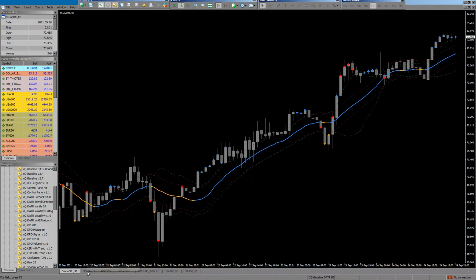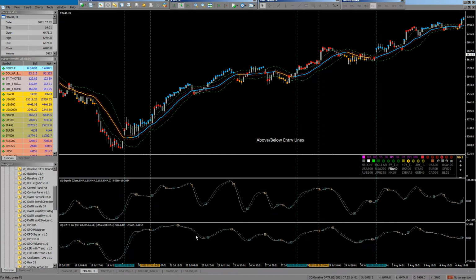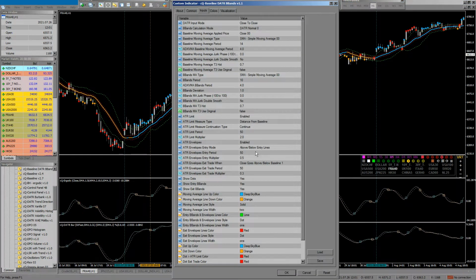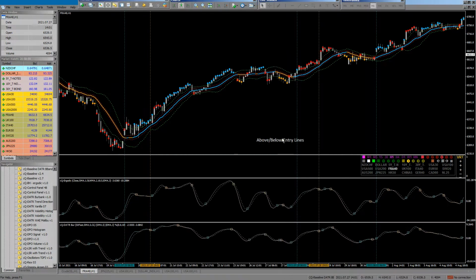And I think first I should explain the three basic modes that it has for generating these dots. Let me show you what the modes are. The basic ATR envelope entry mode, there's entry lines, exit envelopes, and above below the entry bands, and within the exit envelopes. Sounds confusing, but it's not. So first I'll explain this one, which is it's going to generate a dot if it's above or below the entry band, which is this green band.